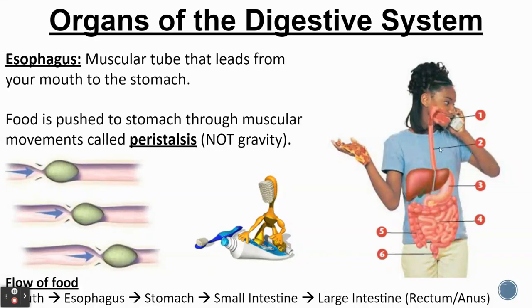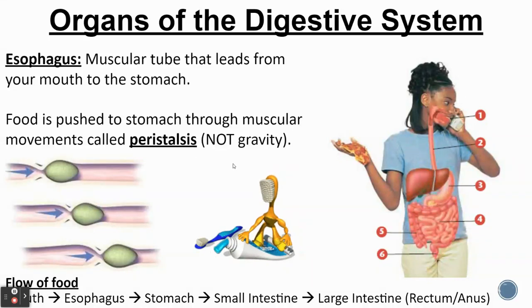Now, one common misconception that students have is they often think, oh, okay, food just falls down through gravity. That's not true. Food is actually pushed down through a muscular motion called peristalsis. So it's not really gravity doing that. You can think of it like when you squeeze toothpaste out of a toothpaste tube. It's the same idea. You're squeezing the food through using this muscular motion called peristalsis. And that's why you can eat upside down. Right? If it was gravity, you wouldn't be able to eat upside down.